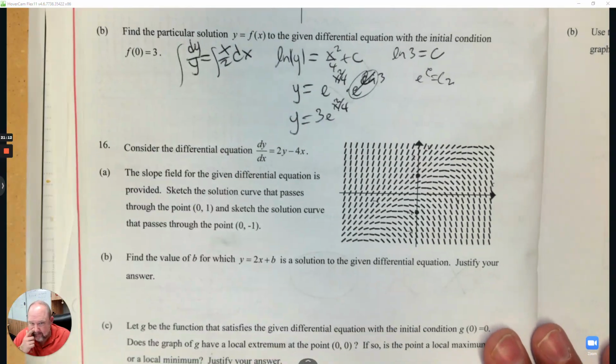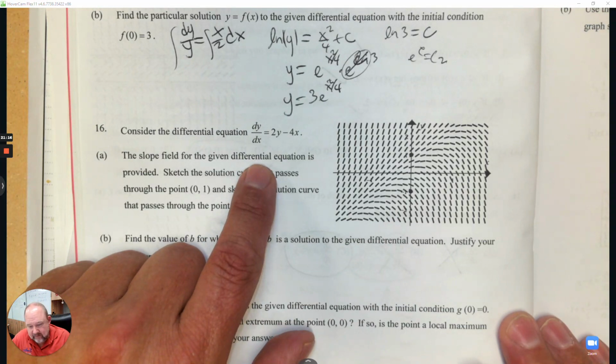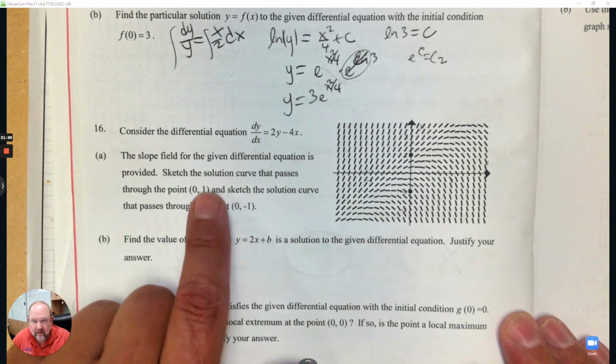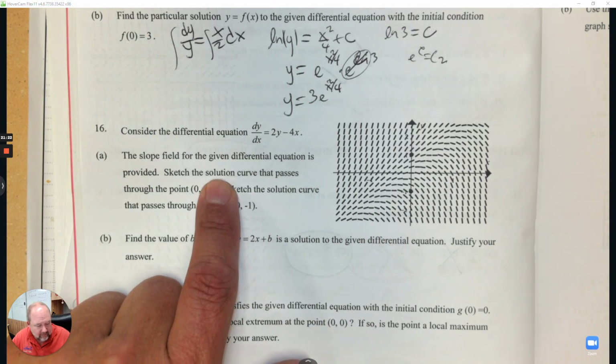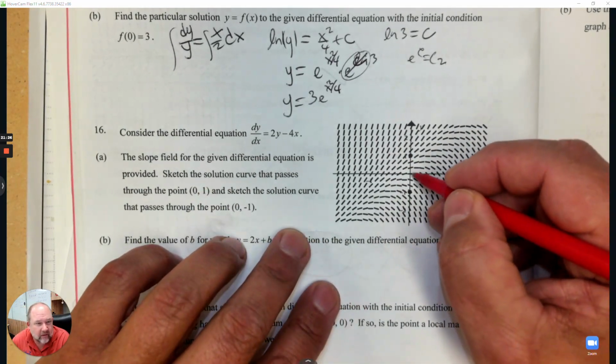All right, number 16. Consider this diffy q. The slope field for the given differential equation is given here. Sketch the solution curve. So I'm going to get my red pen out here for this through 0, 1.